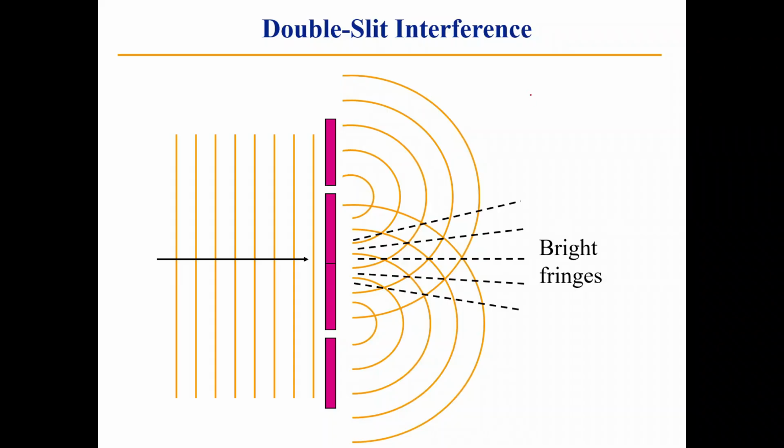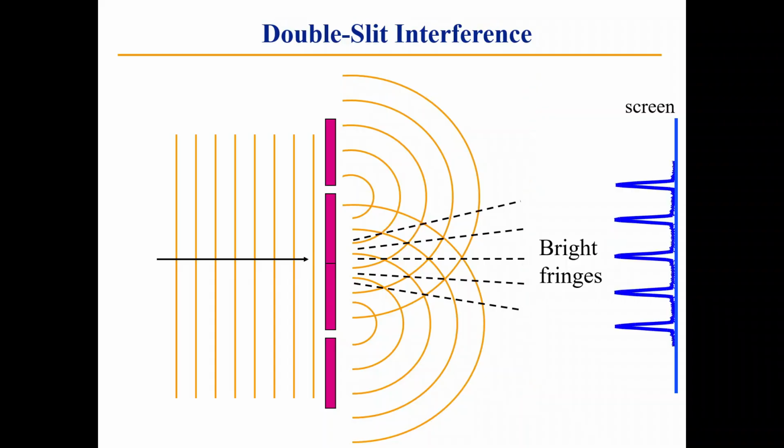So if you were to put a screen over here, you're going to get your fringes when you trace the path of where those maximums end up going. And you're going to get your dark areas in between, exactly in between those areas, where the waves cancel out. So what you end up getting is these peaks of intensity at those bright locations of constructive interference when you put your screen back.